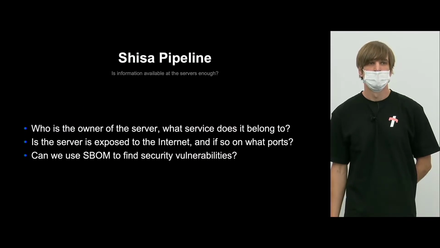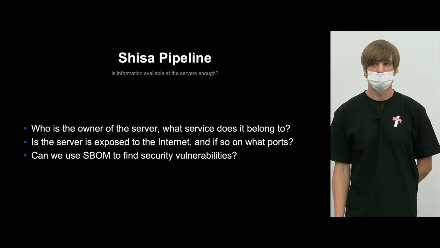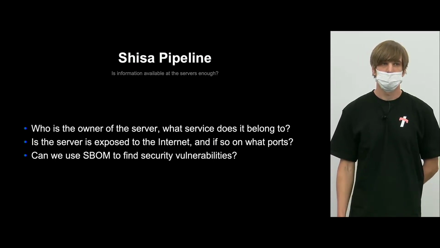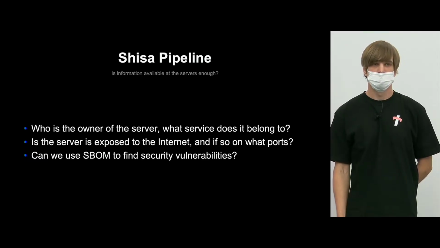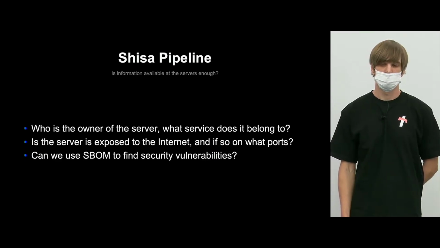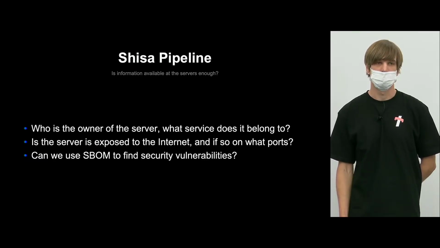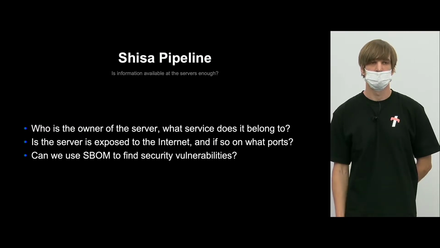So after the Shisa script generates the report, it sends it to the next stage, which is the Shisa pipeline. At the pipeline, we ask ourselves the question: is there any information that's not available at the server? And is it really enough with just this information? For example, we would like to know who the owner of the server is and what service the server belongs to. This is because if you find some vulnerability that has high priority, we would like to fix it as soon as possible. Without knowing the owner, it's very hard to track down and fix the vulnerability. But knowing this, we could easily contact the developer and fix the problem right away.